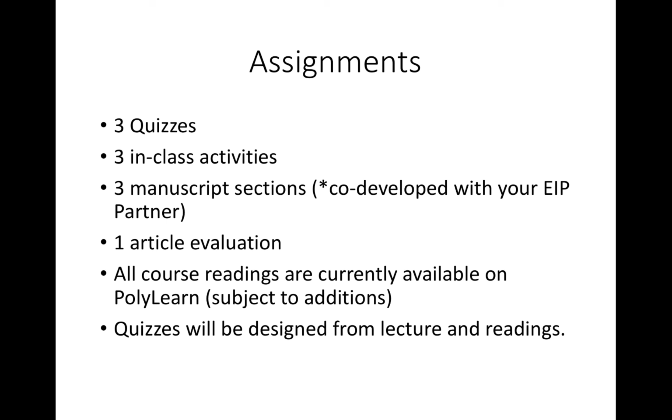You'll do an introduction draft, a methods draft, and a results draft this quarter, and you'll turn each one of those in and receive a grade on each one of those. You'll also do an article evaluation. We'll talk more about that in the next video. And then this course won't be as reading intense as the last course, as 586, but you will be responsible for readings, and those readings are select journal articles around relevant topics, and they're currently available on Polylearn.